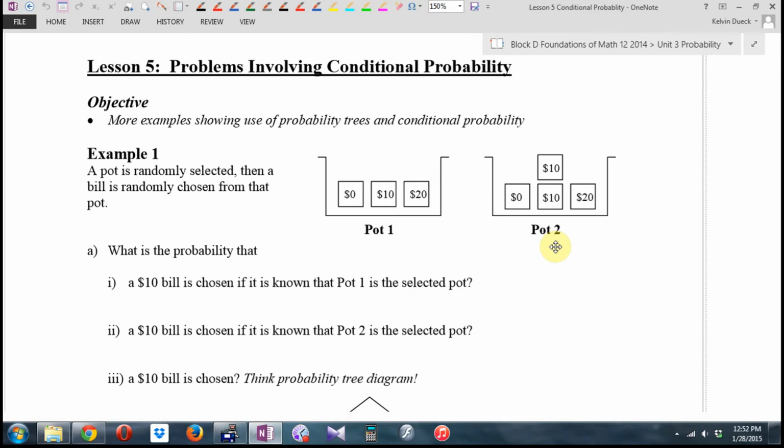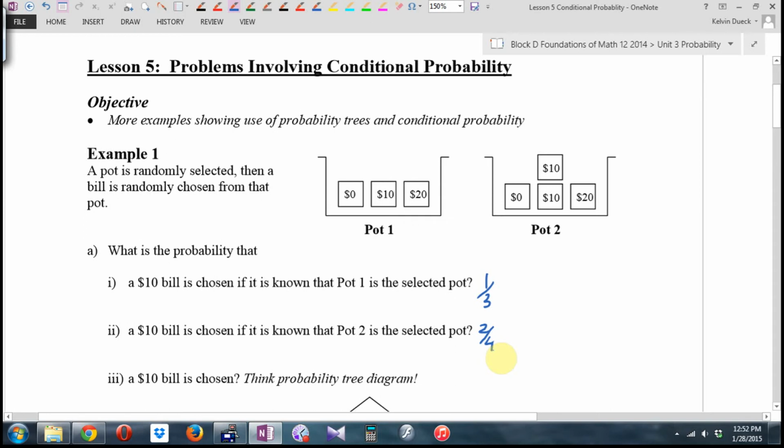Okay. What's the probability that, if you know you're in pot 1, you pick a $10 bill? If you know you're in pot 2, does everybody have the notes? Everybody has the notes? Yes? What's the probability that you get a $10 bill? 2 out of 4.